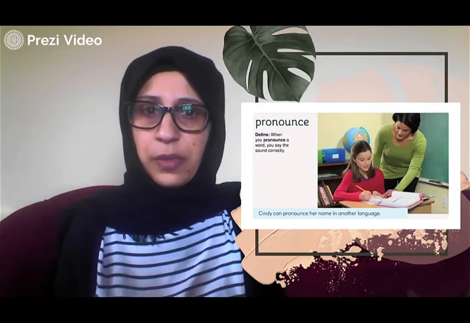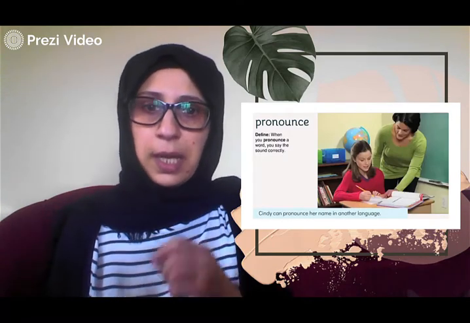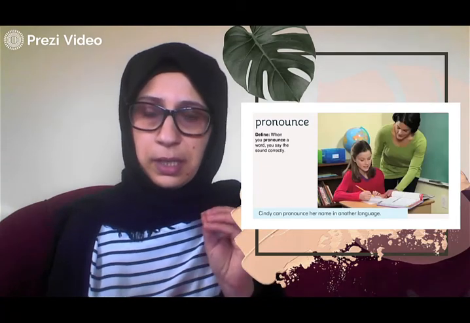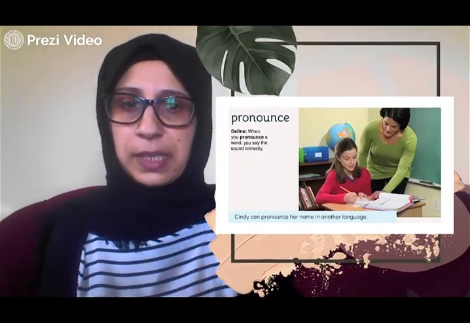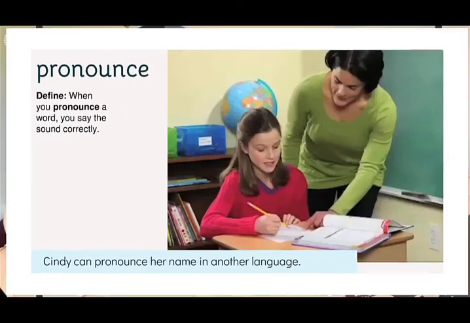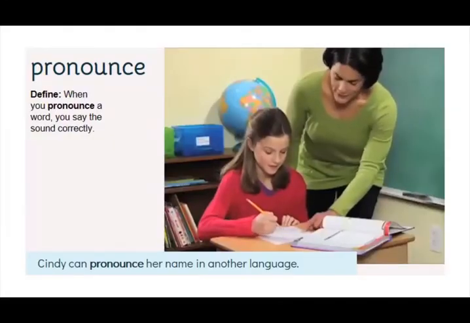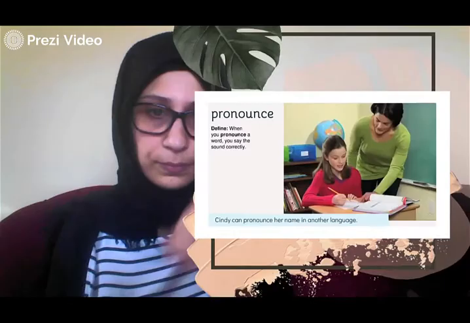It means you say the word correctly. You say it, you speak it out correctly. In spelling, you say the word letter by letter. For example, I have this sentence: Cindy can pronounce her name in another language. So this is pronunciation, or pronounce. When you pronounce a word, you say the sound correctly.